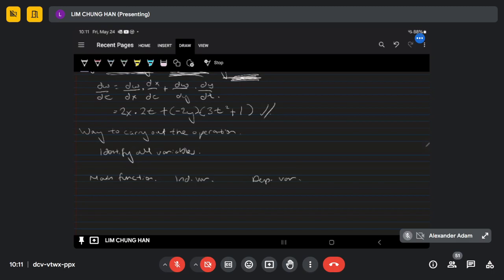In this question, the main function is w. The dependent variable is t. The independent variables, there are two, x and y.